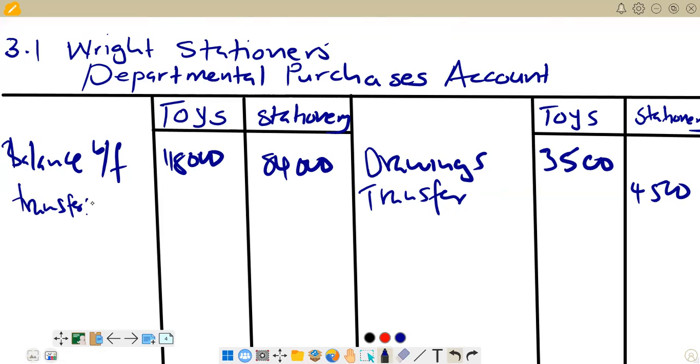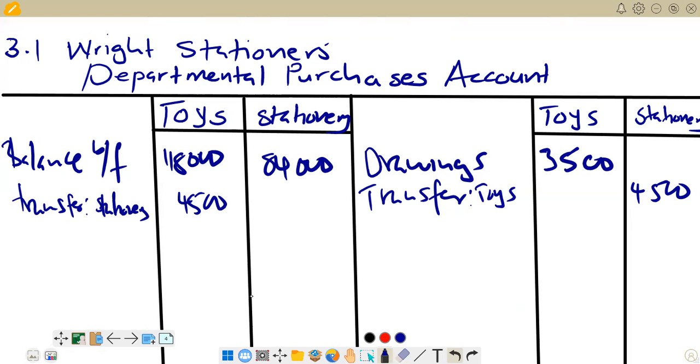And you can just say transfer stationery. Transfer stationery of 4,500. This one is a transfer to toys. So this is the double entry that we have.